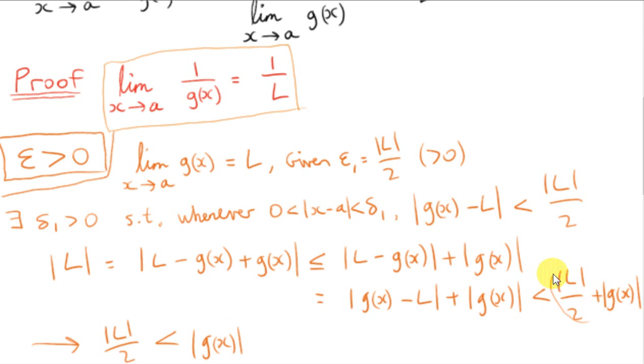So I've just subtracted this positive quantity from both sides of the inequality, and we can turn both sides of this inequality upside down to get 1 over the magnitude of g of x is less than 2 over the magnitude of L. And we saw earlier that when we're looking at the magnitude of 1 over g of x minus 1 over L, the quantity 1 over the magnitude of g of x appears.